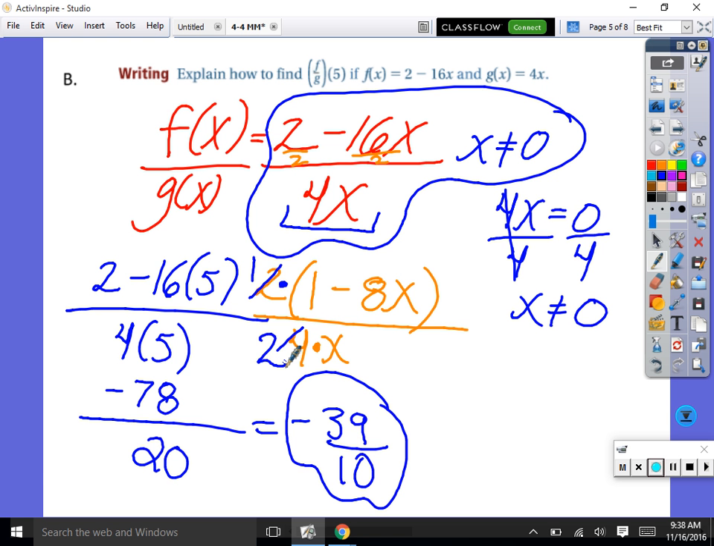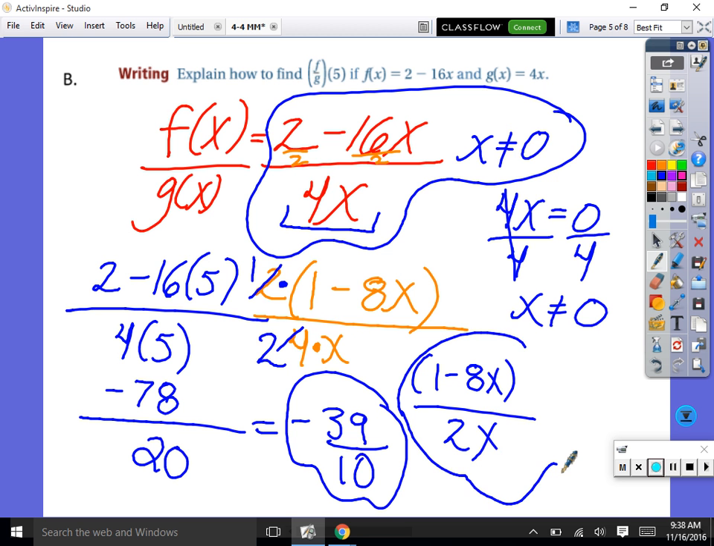So our simplified answer, if you were asked to simplify, 1 is left right here, so we don't need to write 1. We do have this 1 minus 8x on top. And on bottom, we had a 2 and an x left. So that would be the advanced answer as long as x does not equal 0. This would be like, oh, you really know what you're doing. Does that make sense? This would be what you're expecting in secondary 2. Okay.